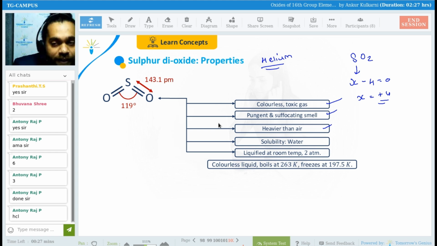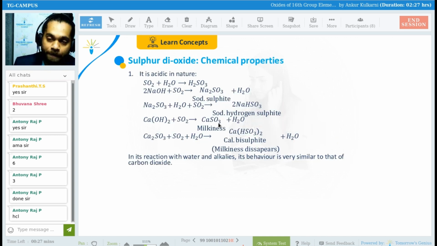So same, if I say heavier than air, that means if I have a balloon with sulfur dioxide, it will go down. It will not go up. Then it is soluble in water. Liquefied at room temperature. Okay, these were the properties. Now let us do the chemical properties.